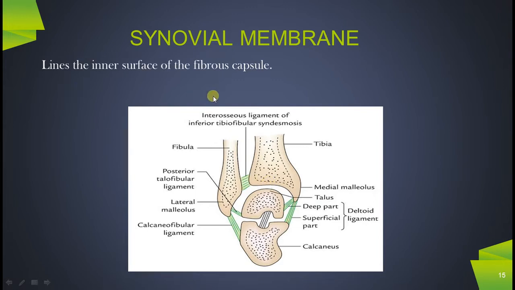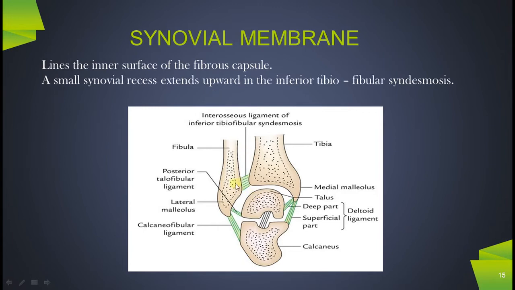The interior of the fibrous capsule is lined by the synovial membrane, and a recess extends into the inferior tibiofibular syndesmosis. Now coming to the ligaments, there are mainly two ligaments. One is the deltoid ligament and the other one is the lateral ligament. The deltoid ligament is the medial ligament of the ankle joint.